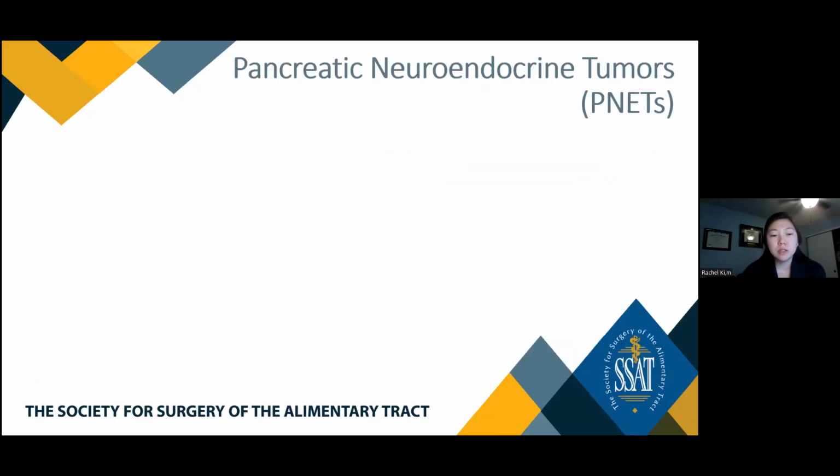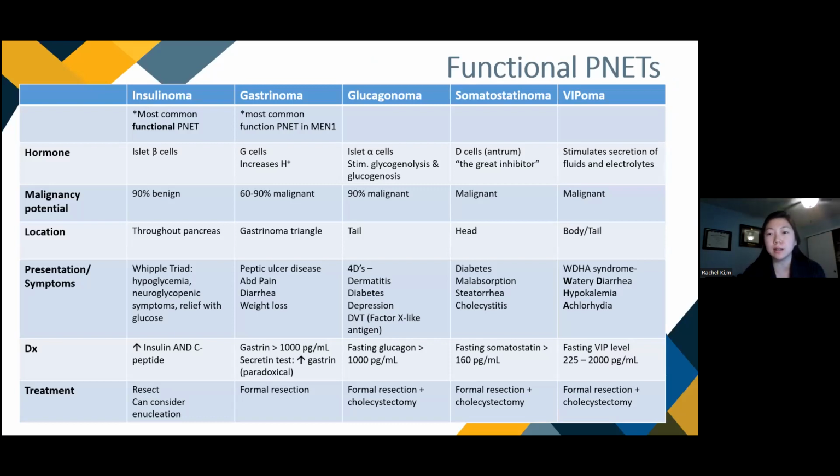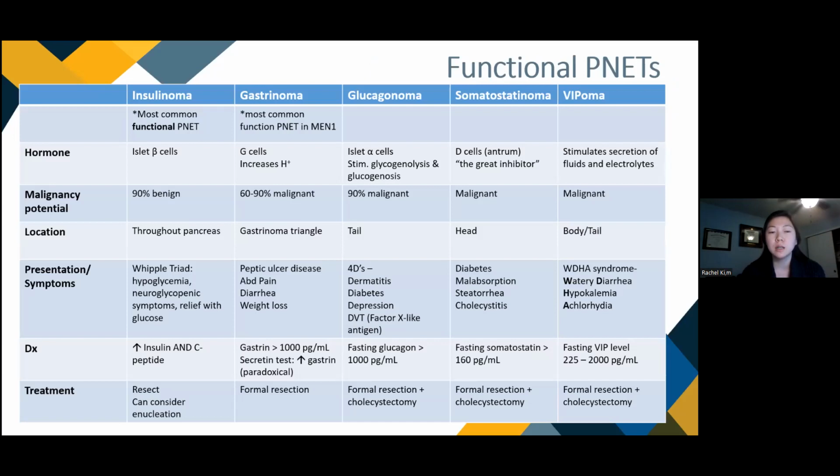Pancreatic neuroendocrine tumors. Just in the interest of time, I'm going to skim this because I think we have a nice endocrine and GI hormone talk after this. And then after that, you can come back to this chart to relate it back to pancreatic neuroendocrine tumors. I laid out the key features of functional PNETs here. Please remember though that the actual most common PNET is a non-functional PNET, so that's very important to remember. But if we're talking about functional PNETs, then here's the spread of characteristics.